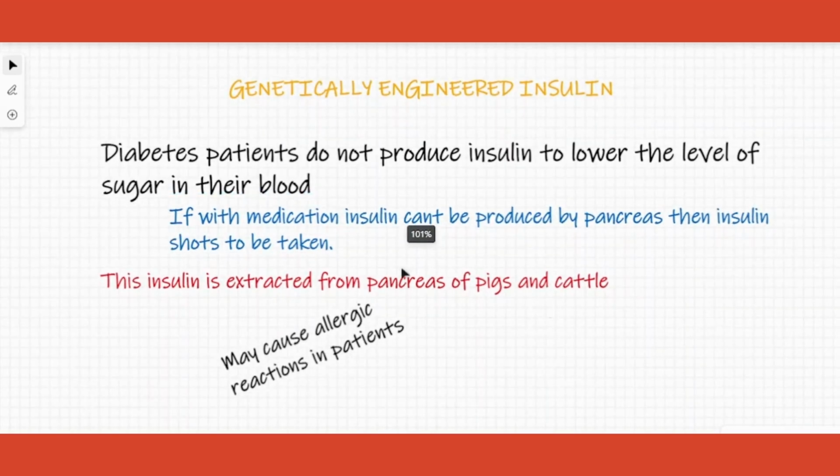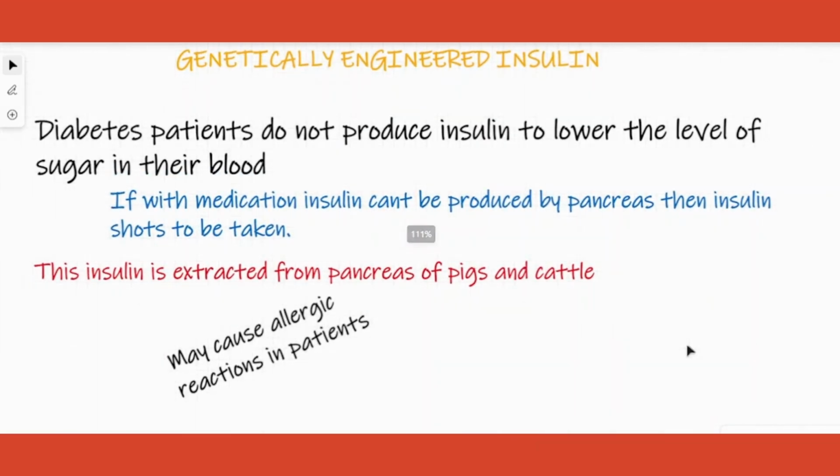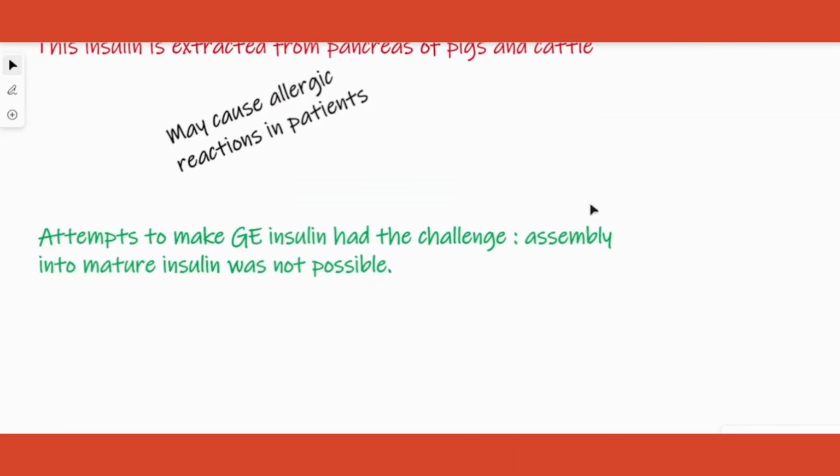Now what do they do? They have to go for some medication, which sometimes helps by activating the pancreas to produce insulin, and their blood sugar is controlled. For some people, the medications do not work and they have to go for insulin shots. The insulin inside the insulin shot has insulin from pigs and cattle that are slaughtered. Alright, so definitely it can cause some reactions, allergic reactions in some of the patients because it is not human insulin.